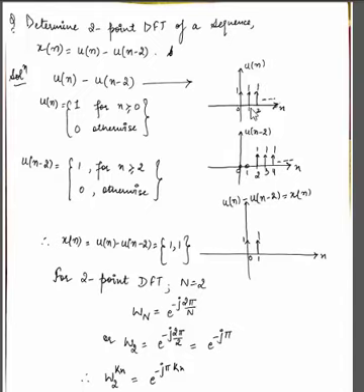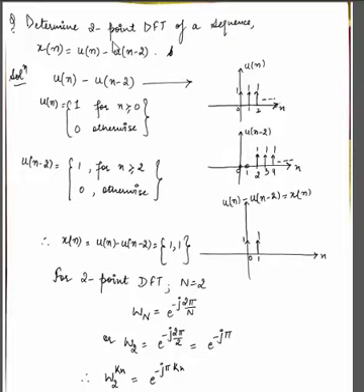At n equal to 1, its value is again 1, and here again 0, so 1 minus 0 is 1. Then at n equal to 2, its value is 1, and the other value is also 1, so 1 minus 1 is 0. So we have only 2 samples. The first sample is at n equal to 0 and the second sample is at n equal to 1. So x of n becomes 1, 1. Only 2 samples in the x of n sequence.